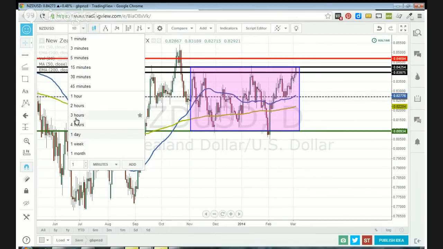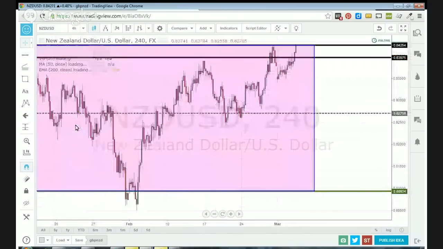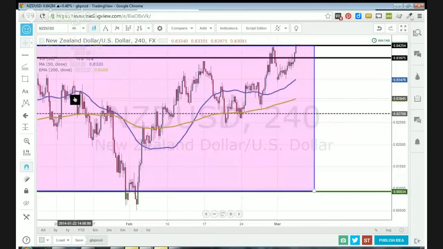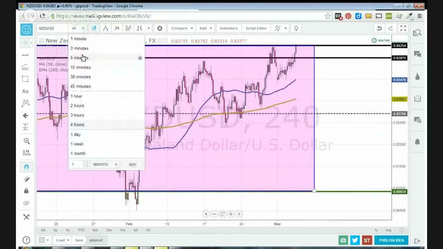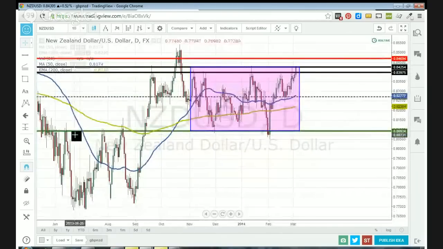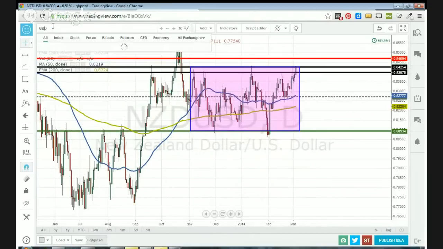Let's take a look at the 4-hour chart. And that's also looking strong. Okay, so nothing really I can do at the moment. Just wait it out, really. And the other trade I have on at the moment is, just one second, it's pound yen. Let's go to that.